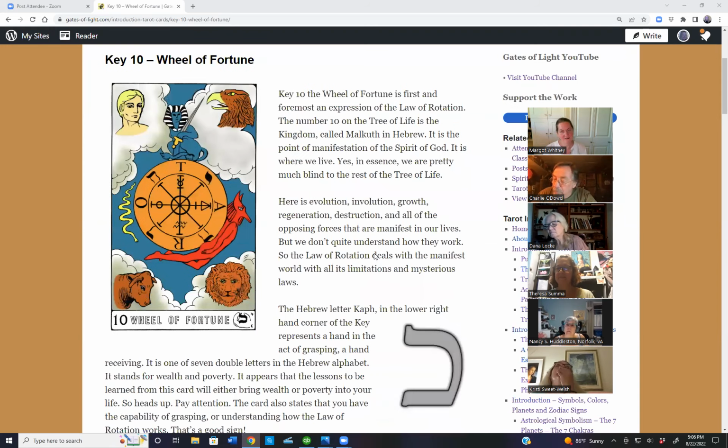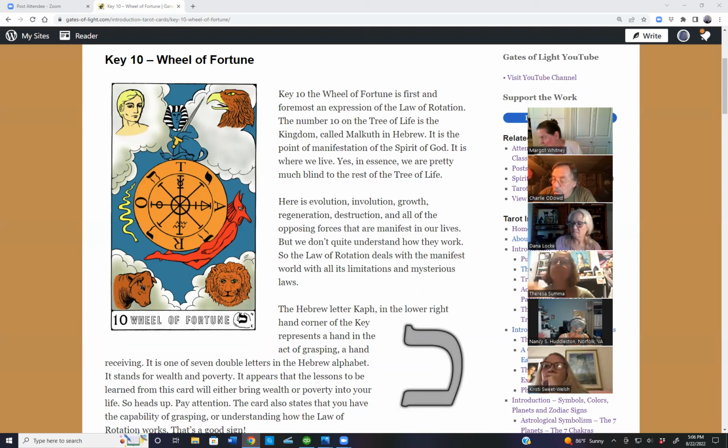So here we have the Wheel of Fortune. It is first and foremost an expression of the law of rotation. The number 10 on the tree of life is the kingdom called Malkuth in Hebrew. It is the point of manifestation of the Spirit of God. It is where we live. Yes, in essence, we are pretty much blind to the rest of the tree of life.